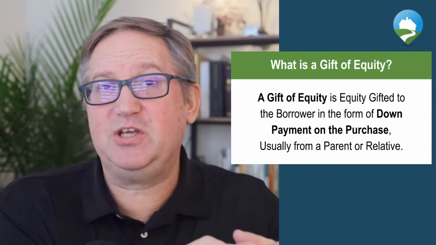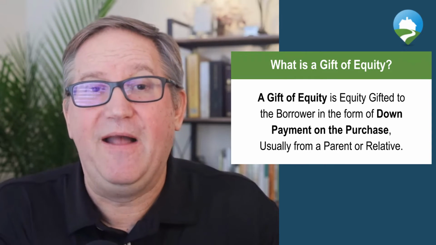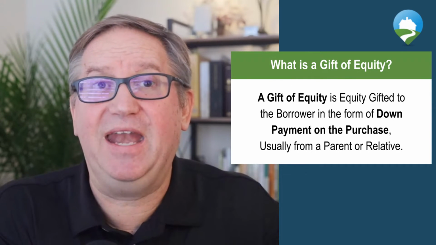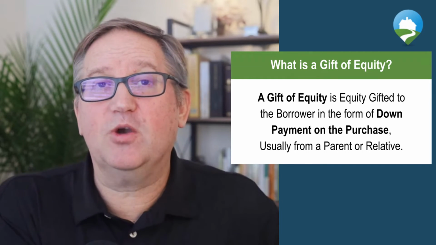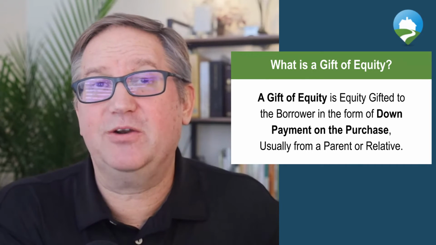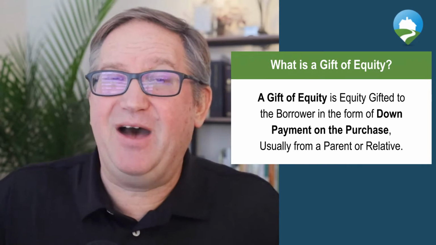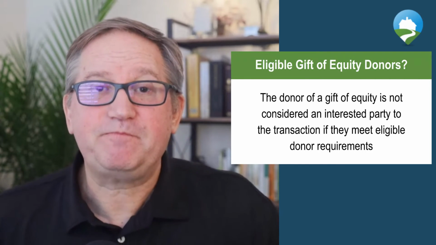Because remember, they owe 200,000, they're selling it for 300. So there's $100,000 in equity. Maybe they take 50,000 of that and gift that to you as the down payment. So now you're only having to have a $250,000 loan on a $300,000 purchase price on a house that's worth $400,000. That's a gift of equity.